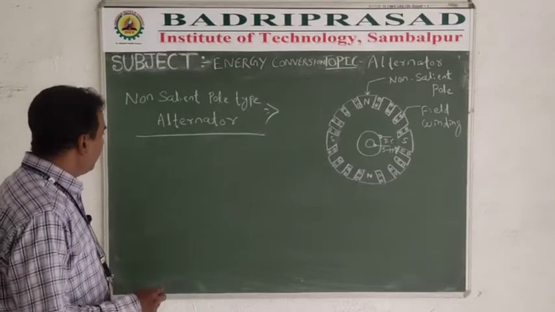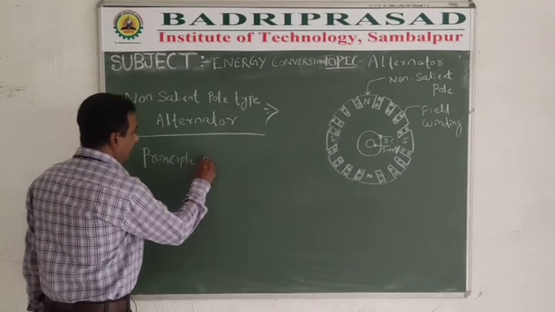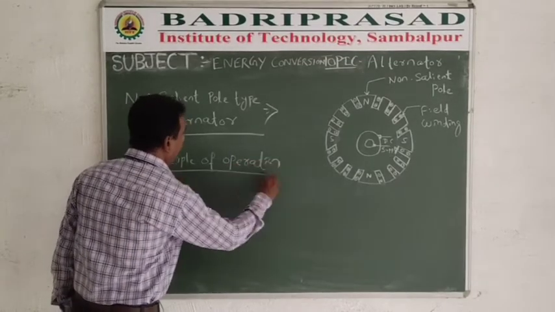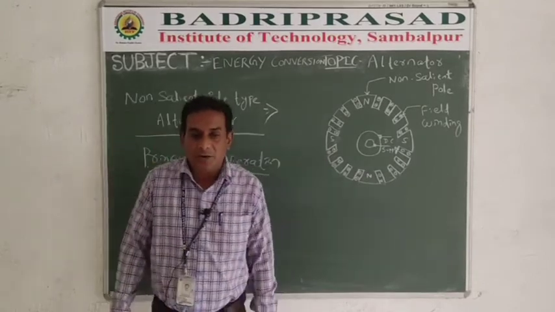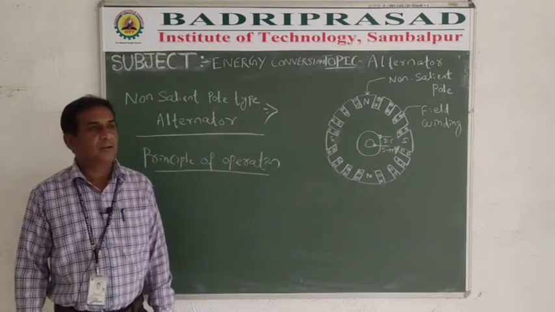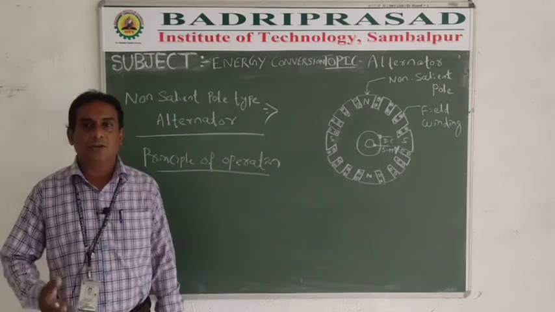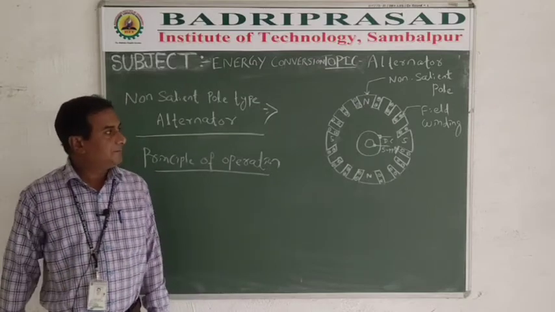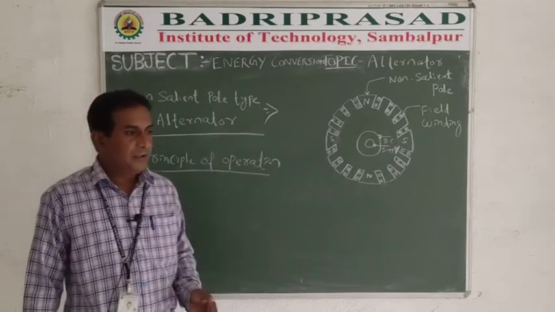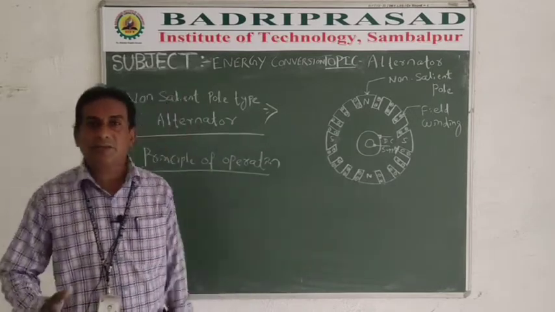Next, I will discuss the principle of operation of alternator. The principle of operation of alternator is Faraday's laws of electromagnetic induction. As you already know, alternator has 2 inputs. One is the mechanical energy which is given to the prime mover, and second is the DC supply which is given to the rotor field windings. In an alternator, the mechanical energy and DC supply cannot be given simultaneously.